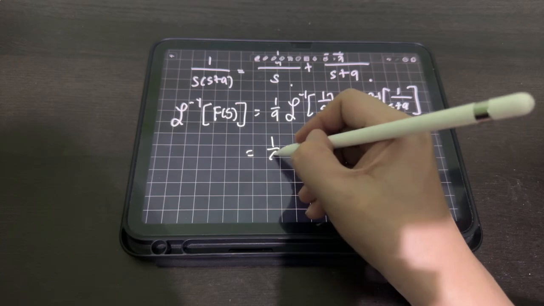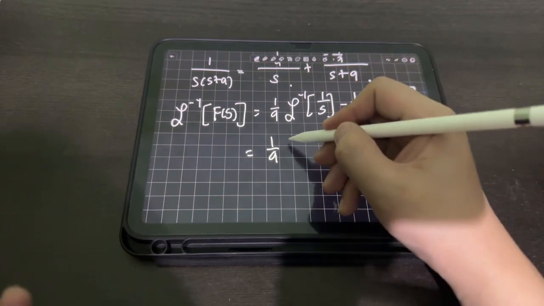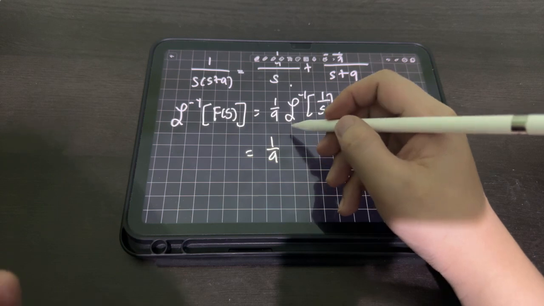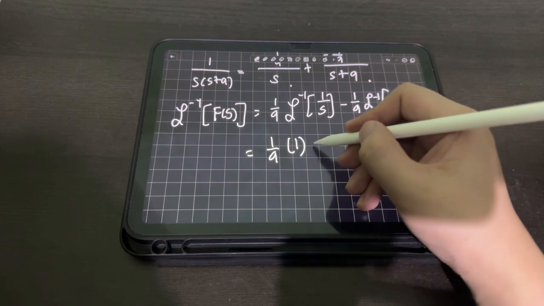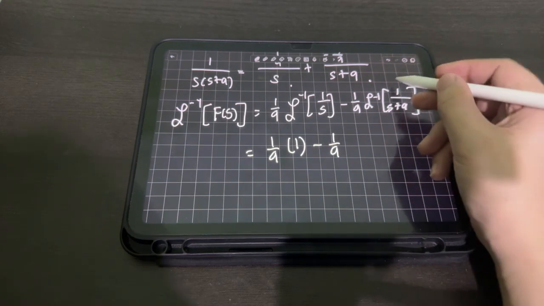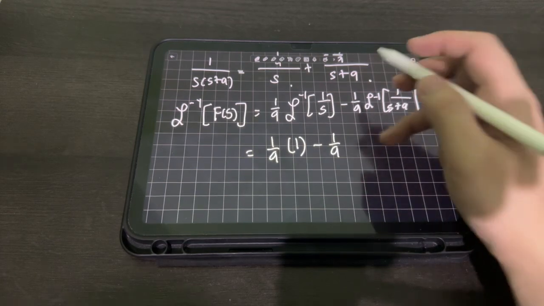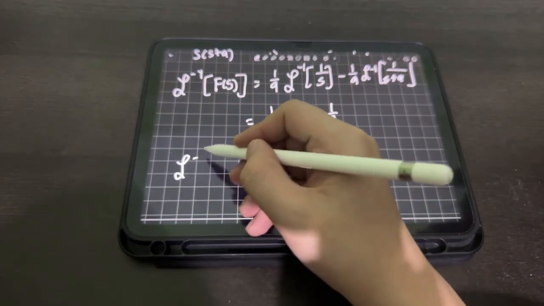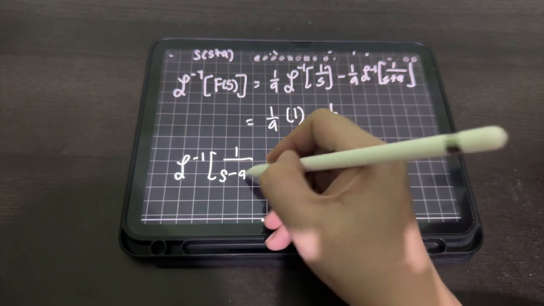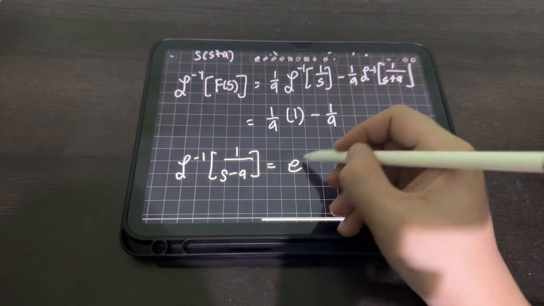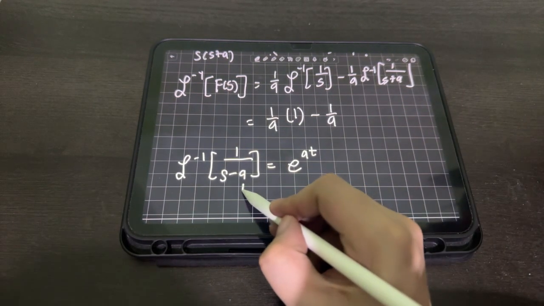So we have 1 over a times the inverse Laplace transform of 1 over S, which by the standard formula is equivalent to 1, minus 1 over a times the inverse Laplace transform of 1 over S plus a. Again, we can apply the formula for the inverse Laplace transform of 1 over S minus a, equal to e raised to at.